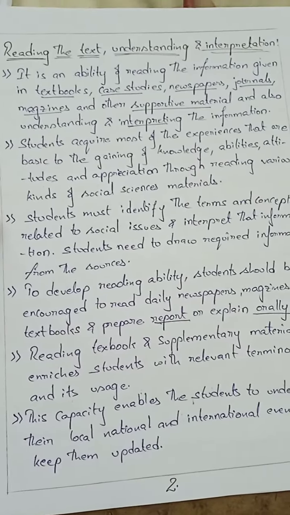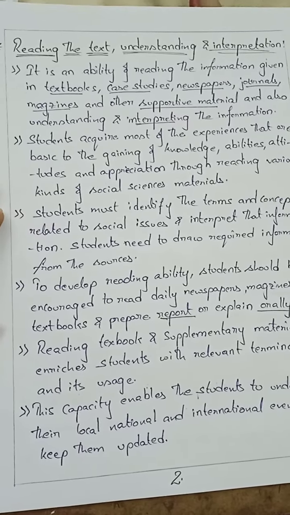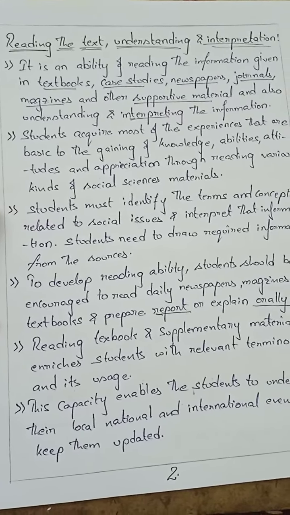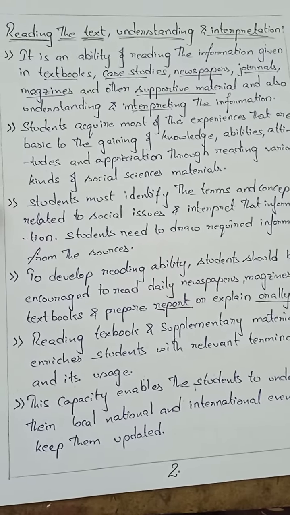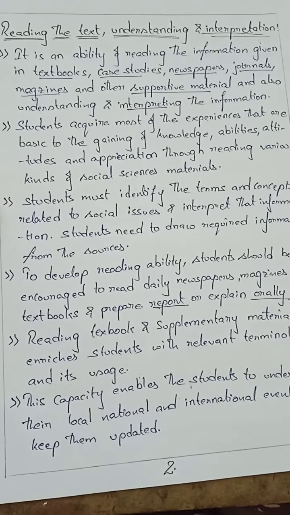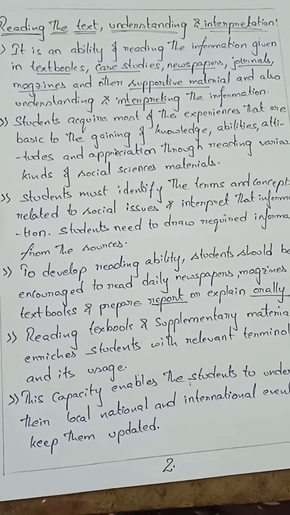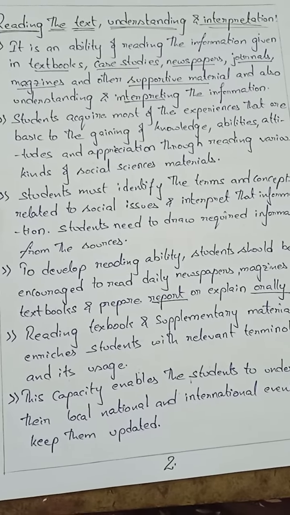Reading the text, understanding, interpretation. It is an ability of reading the information given in textbooks, case studies, newspapers, journals, magazines, and other supportive material, and also understanding and interpreting the information. Students acquire most of the experiences that are basic to gaining knowledge, ability, attitudes, and appreciation through reading various kinds of social science materials.